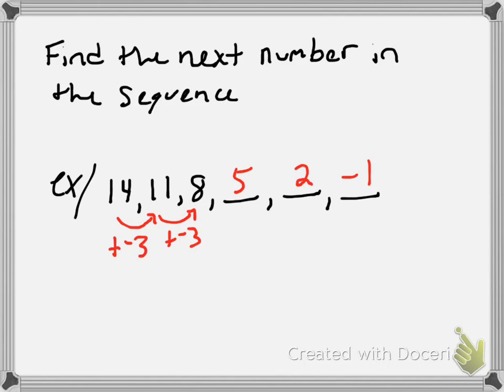But again, it could be a common ratio or a common difference, so just figure out with those first few numbers what you're adding each time or what you're multiplying each time. That'll help you find the next numbers in the sequence. If you need anything from this, pause your video.